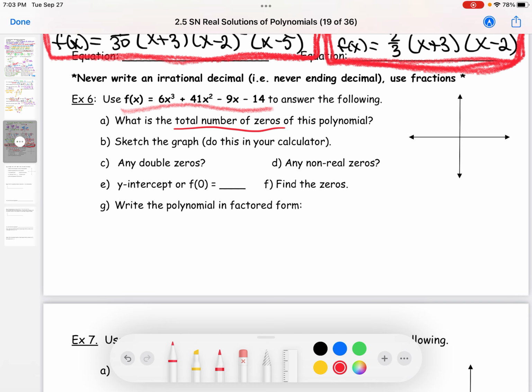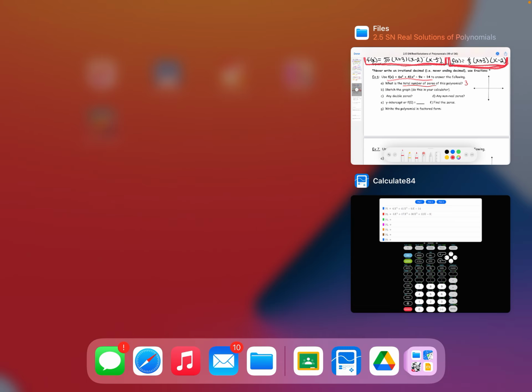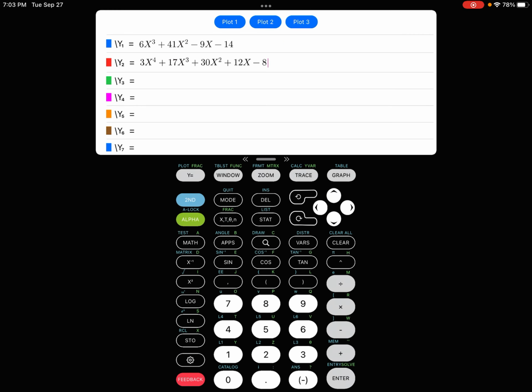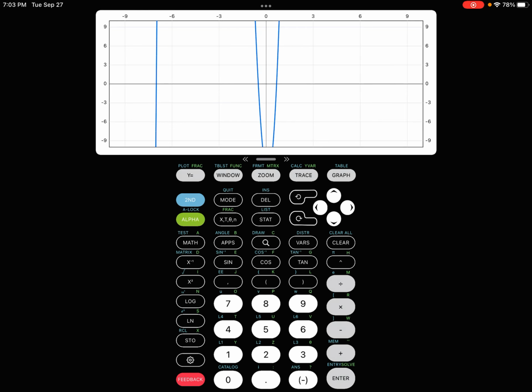So what is the total number of zeros here? x to the third is the highest power of x. So this is a third degree polynomial, degree of 3. Now, to sketch the graph, like I said, we're going to go to the calculator. I have this typed in the calculator. It's that first one. x to the third plus 41x squared minus 9x minus 14. And I'm going to graph this on a standard window.